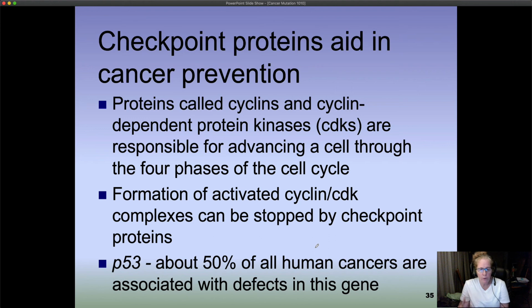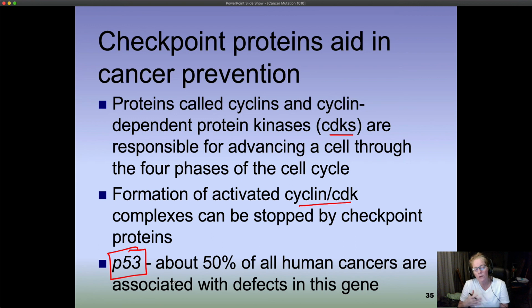So checkpoint proteins produced by tumor suppressor genes are called cyclins and cyclin-dependent kinases, or CDKs. And again, they are like the roadblock. A cell cannot advance from one phase of the cell cycle to the next without first being checked by these CDKs. The formation of what are called cyclin-CDK complexes is oftentimes stopped by checkpoint proteins. And there's one in particular that's really important, and that is P53.